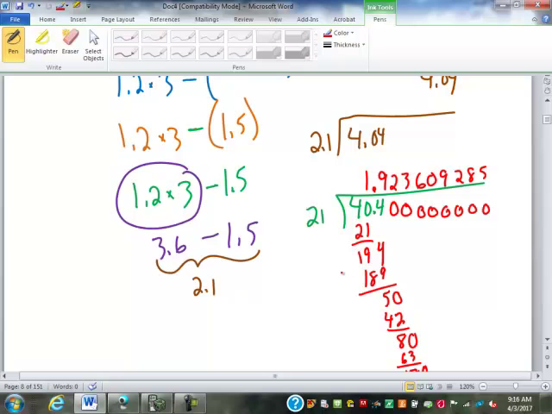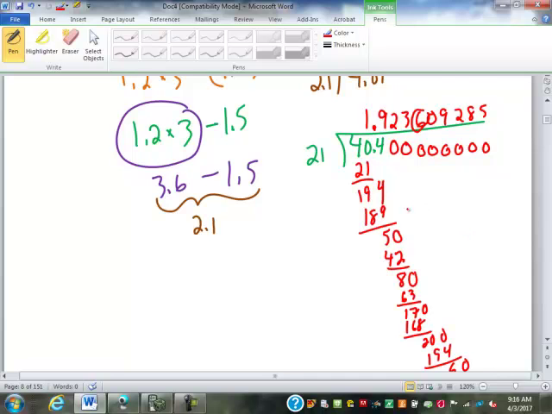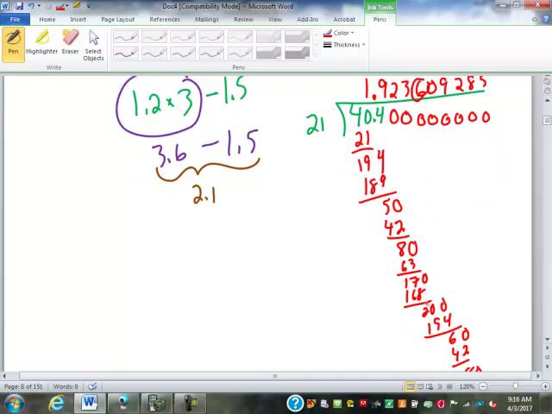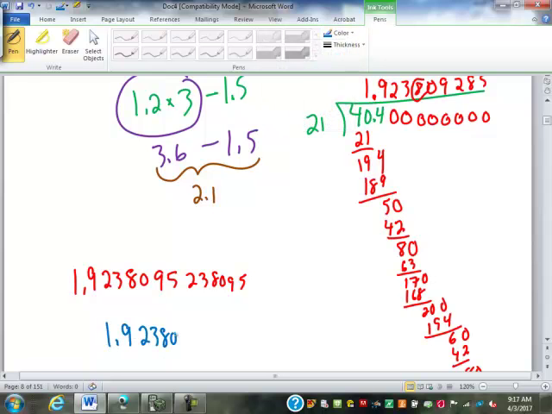I got a mistake in here. This should have been 8, not 6. Oh, yeah. That would be an 8, not a 6. That's why it didn't look familiar. I did multiply by 8, but I wrote down a 6. It is 1.923809. Then 238.095. 238.095. So it's 1.9 and then 238.095, where the 238.095 repeat.